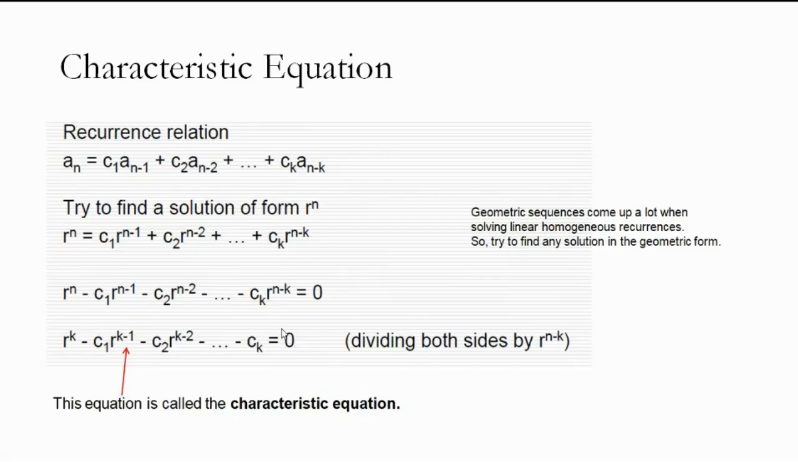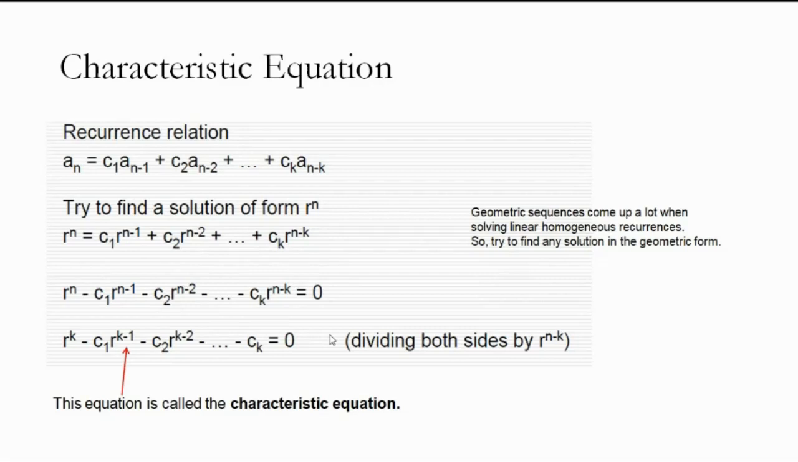Clear? Here 1 into fn minus 1 only. Okay, there is no constant c1 into something. So r power 2, because 2 is the degree, minus r power 2 minus 1, 1, minus r power 0, that is 1. Clear? So what could be the characteristic equation for the Fibonacci series? r square minus r minus 1 equal to 0.